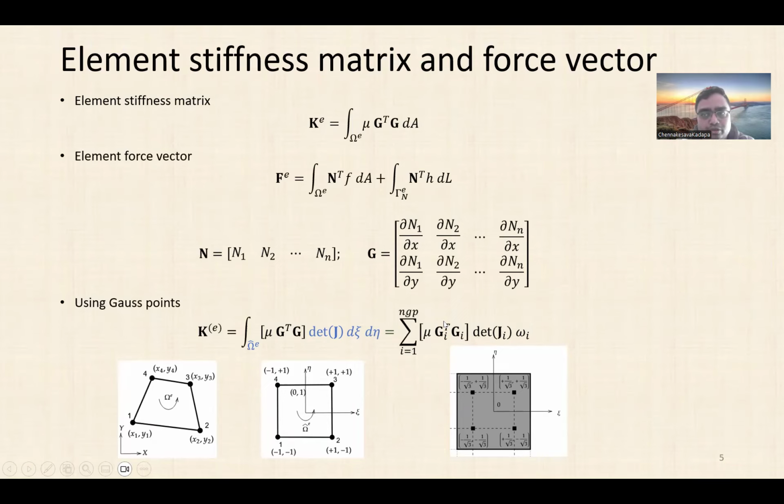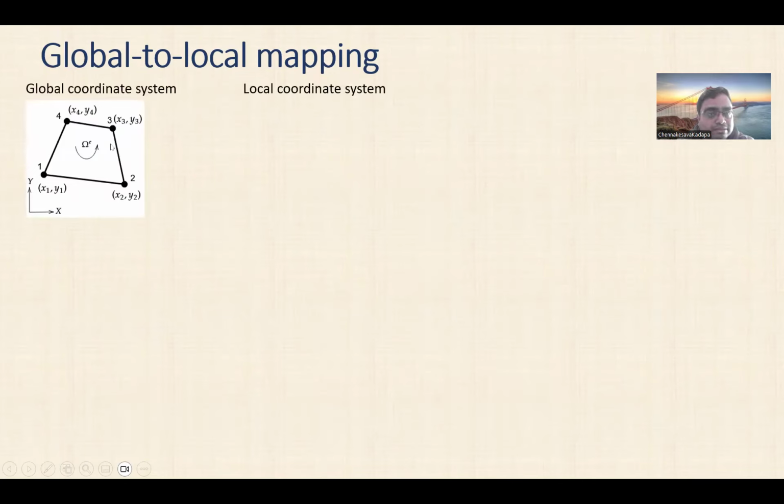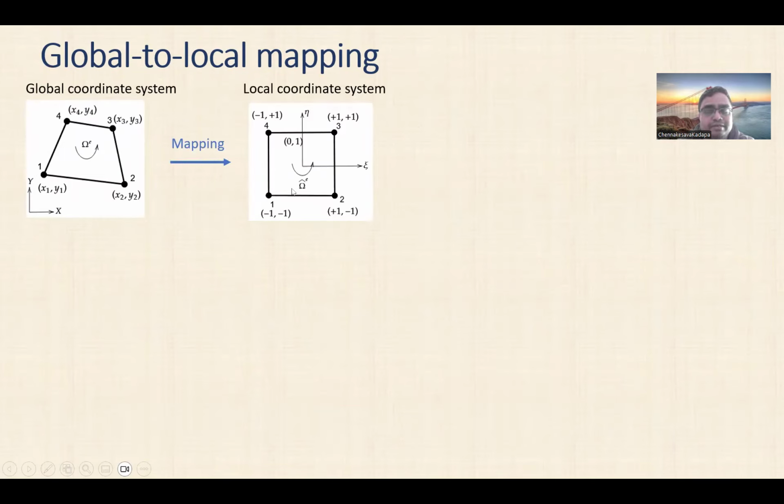Before we go to the pseudo code, let's look at the global to local mapping in detail. We have the element in the global coordinate system. It has 4 nodes and the orientation is counterclockwise, so 1, 2, 3, 4. That's because our basis functions are stored in counterclockwise direction 1, 2, 3, 4 in the local coordinate system.